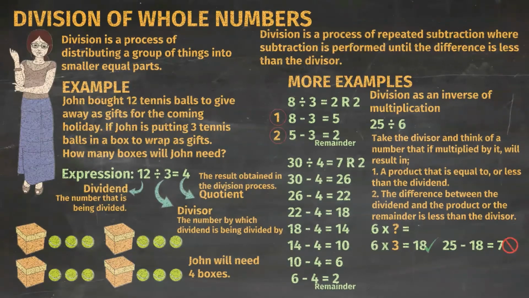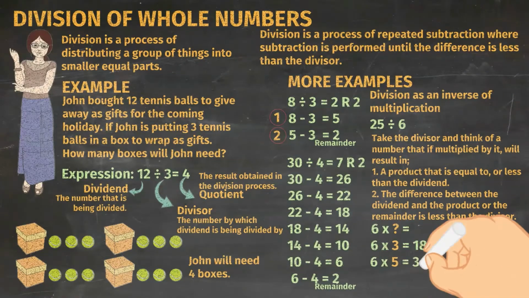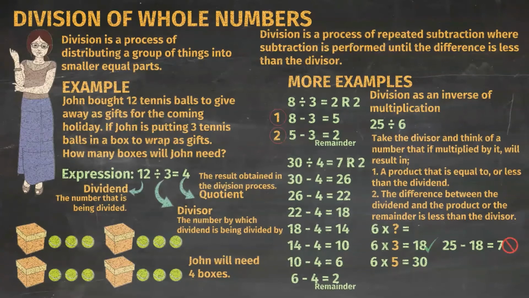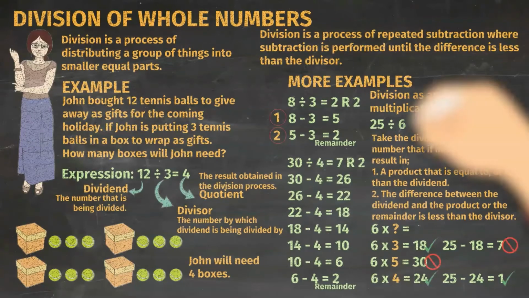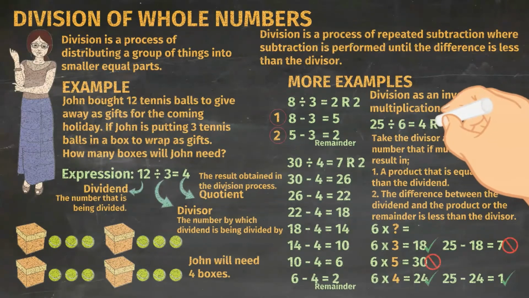Let's try 5. 6 times 5 equals 30. 30 is greater than 25. 5 can't be the answer. Let's try 4. 6 times 4 equals 24. 24 is less than 25. 25 minus 24 equals 1. The remainder, 1, is less than 6. 4 passes both criteria. The answer, therefore, is 4, remainder 1. 25 divided by 6 is therefore equal to 4, remainder 1.